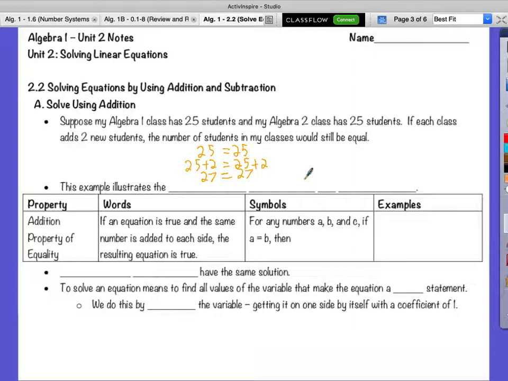Would they still be equal if I added 2 students to one class but 3 to the other? No. No, why not? Because one will be higher than the other. So do I have to add the same thing to both classes for them to be equal? I would have to add the same thing to both classes. So this example illustrates the addition property of equality. I almost missed that little blank. This represents the addition property of equality.